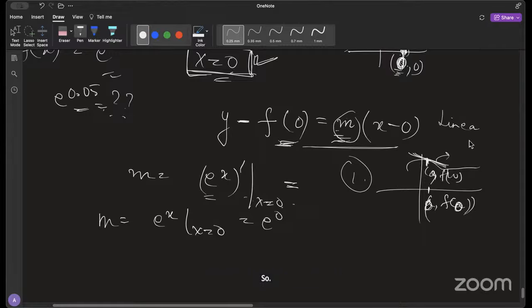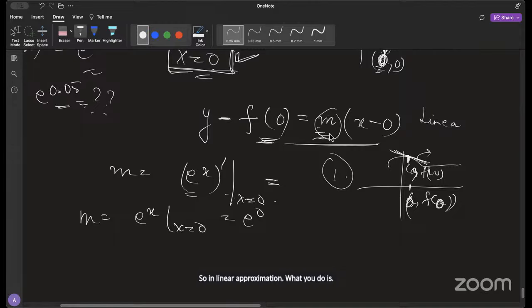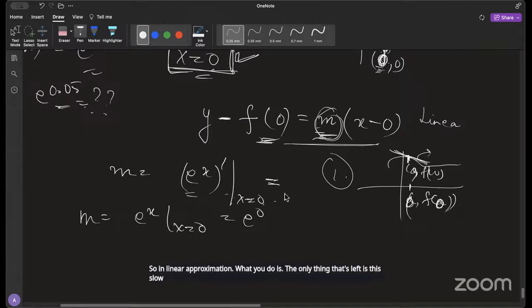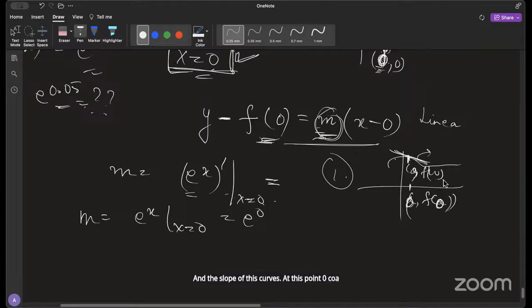So in linear approximation, the only thing that's left is the slope, which you don't know, right? And the slope of this curve at this point (0, f(0)). Note that this point lies on both the tangent and the curve. And the slope of both of these at point 0 is the same. The slope of this tangent and the slope of this curve at this point is the same, right? Is this a bit clear? Yes, ma'am.